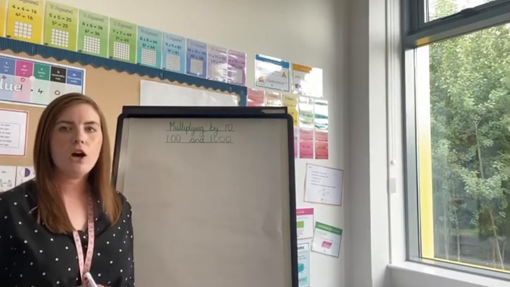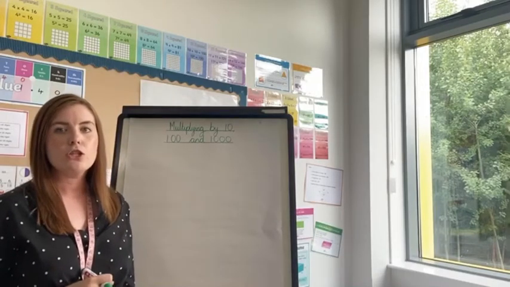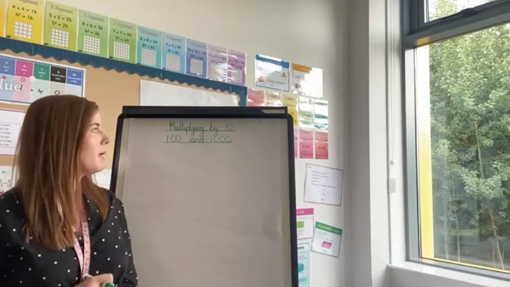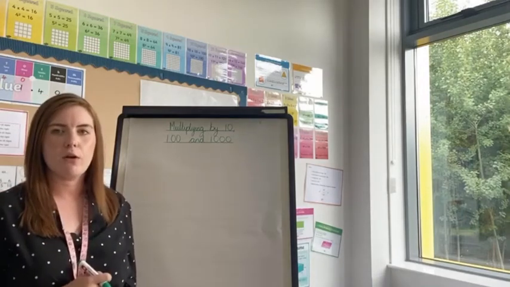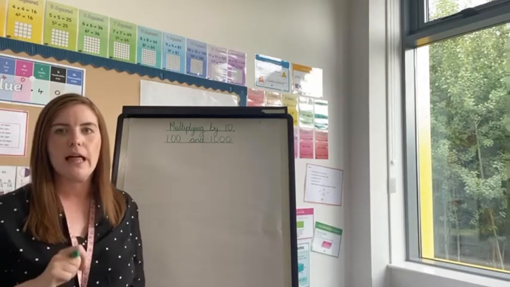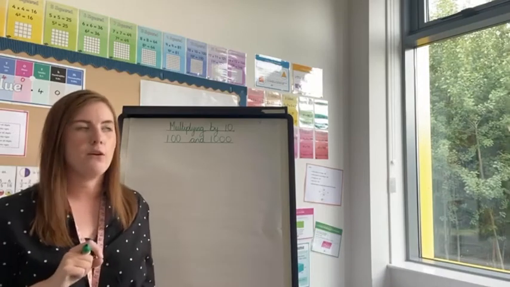Multiplying by 10, 100 and 1,000. Some people might tell you that when you multiply by 10, you just add a 0 to that number. They are wrong. Listen very carefully to how you do it.